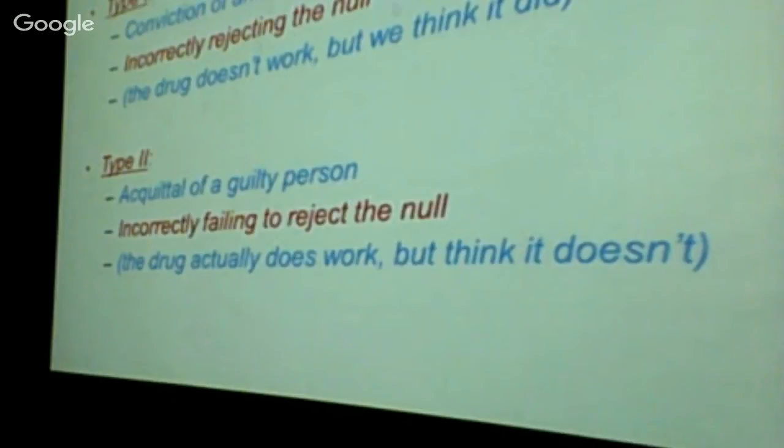We focus a lot on alpha, though, type 1 error. So the level of type 1 error that we accept in any analysis dictates the amount of precision in our guesstimate over whether or not something is significant or not. Yes? If the drug does work, how would you think that it doesn't?